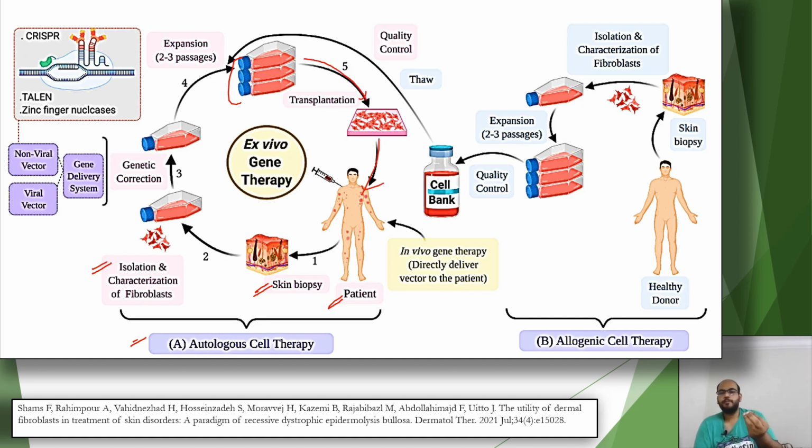If the source and the destination is the same individual, it is autologous cell therapy. If the source is different, a healthy donor, then it is allogenic cell therapy. But the steps remain the same. From a healthy donor, you take a skin biopsy, you isolate fibroblasts. Since the healthy donor doesn't have a mutation, you just have to expand them and then implant them. Okay? So now we are clear about autologous cell therapy and allogenic cell therapy. Let's move forward.